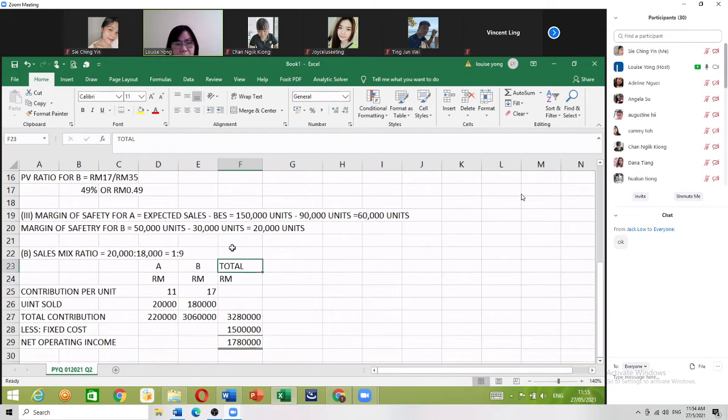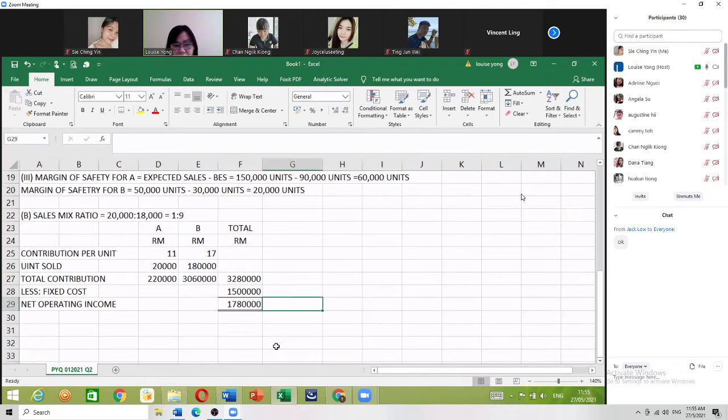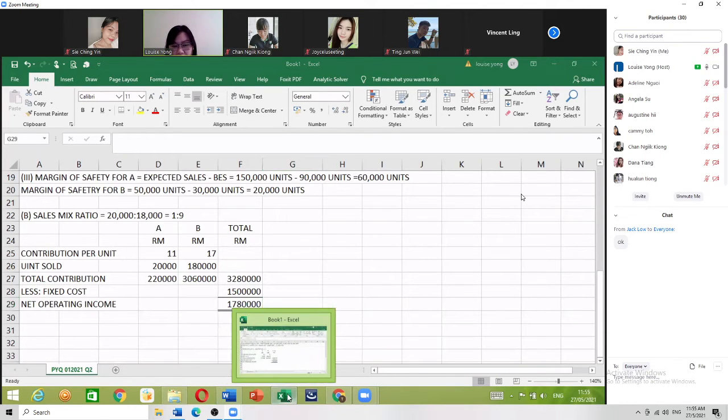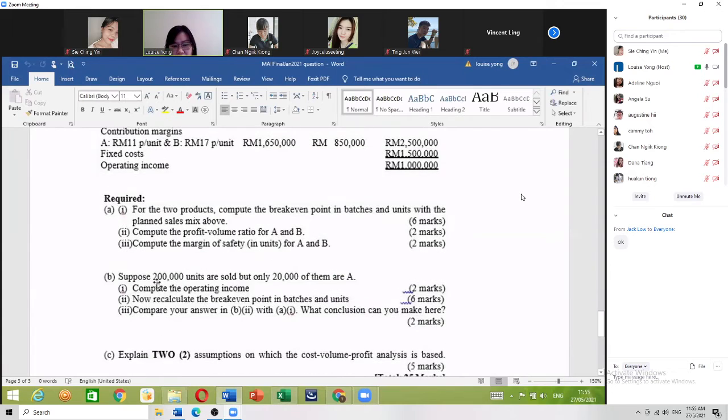OK, 178 thousand. OK, this is asking you to calculate: you calculate the contribution per unit times the number of units sold, right? Then after that minus out your fixed cost, then you will get your net operating income. Okay, so from here they ask you, now recalculate your break-even point in batches and units.